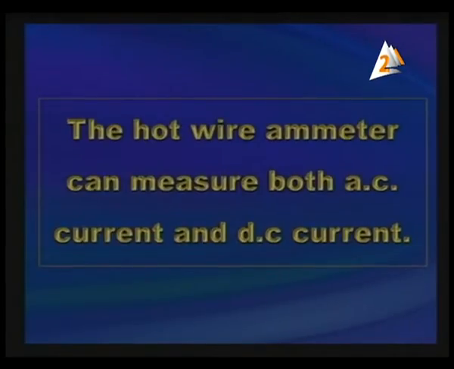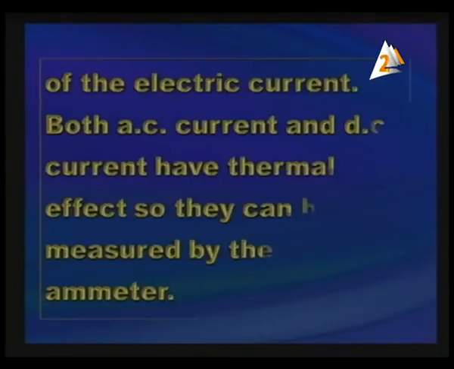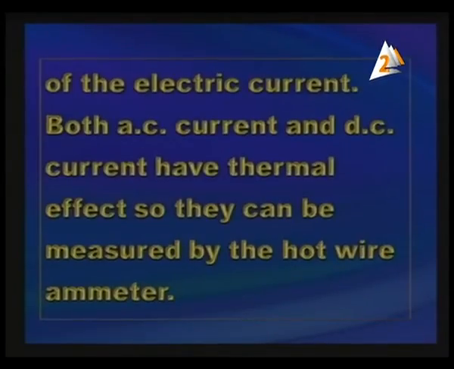Another give reason: the hot wire ammeter can measure both AC current and DC current. We can use it to measure AC and DC currents. The function of the hot wire ammeter depends on thermal effect, and AC and DC both have thermal effect, so they can be measured by the hot wire ammeter.